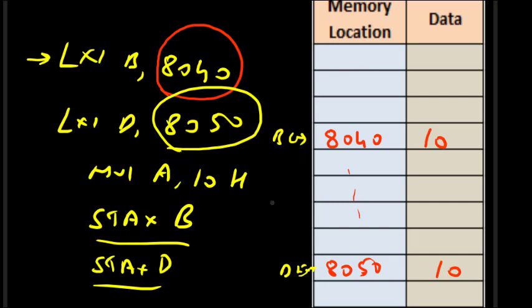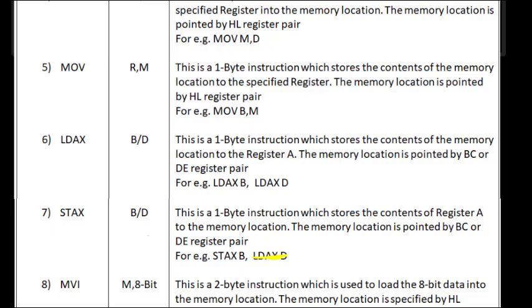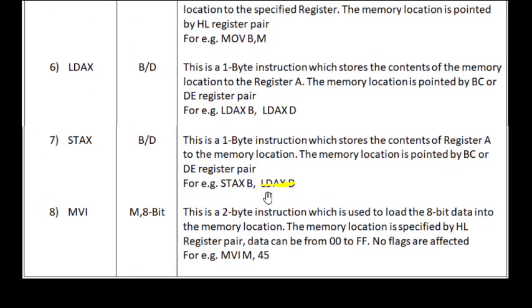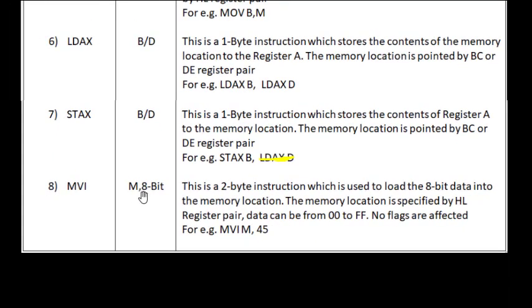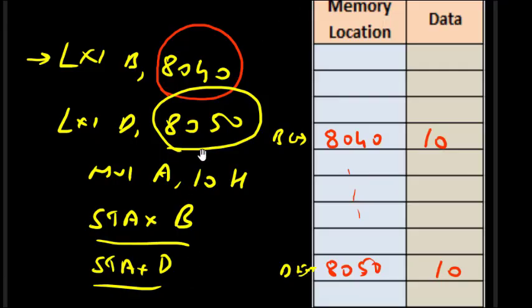Now one more instruction is left in this particular list, the last one. This is MVI M, 8-bit. Of course, this is move immediate into memory the 8-bit data. This is a 2-byte instruction. It is used to load the 8-bit data into the specified memory location, and the memory location is specified by the HL register pair. Let us see this actually.